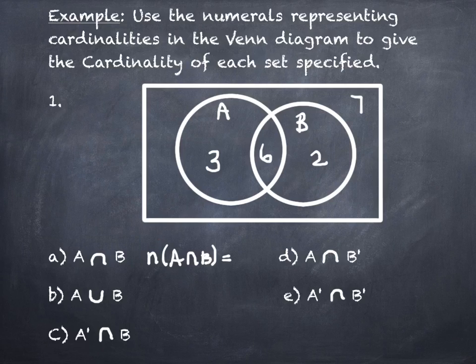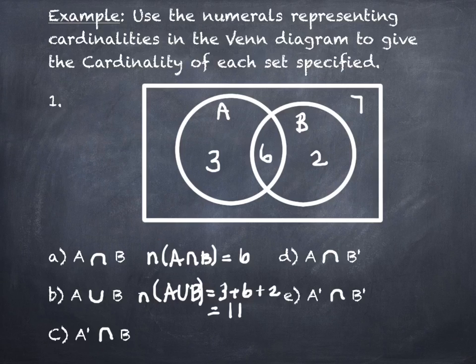is equal to 6. And then the second one, on part B, is the number of items in the union. So the number of items in the union would be everything in either set or in the intersection. So that's going to include the 3 that's on the outside of A, the 6 that's in the overlap, and the 2 that's inside of B, or the outside area of B, which gives us a total of 11.